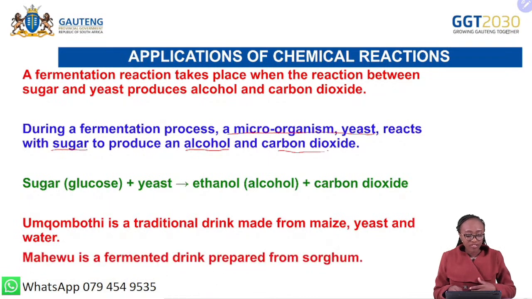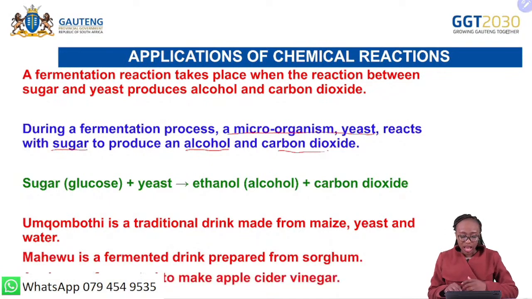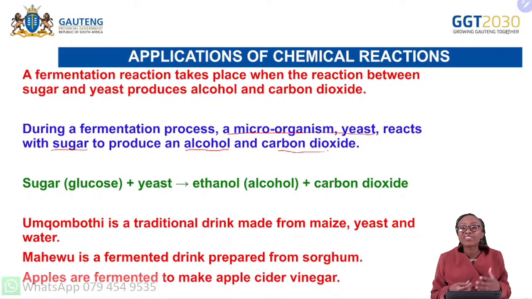We also have maheu. It is a fermented drink prepared from sorghum. Those are the 2. And then we've got an extra third one. I'm sure you've seen it in the cupboards at home. Apples are actually fermented to make apple cider vinegar. I'm sure you've seen apple cider vinegar in the kitchen cupboards at home.